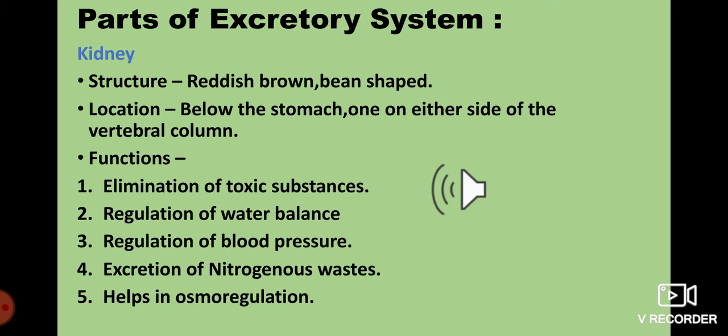There should be a balance of how much salt should be there in your body and how much water should be there. So if excess salt and water is there in the body, the kidney helps in removing it, and it later forms the urine. So it maintains or keeps a balance of that, and this is known as osmoregulation. Osmoregulation means maintaining a balance of salt and water content in your body. So this is all about the kidney.